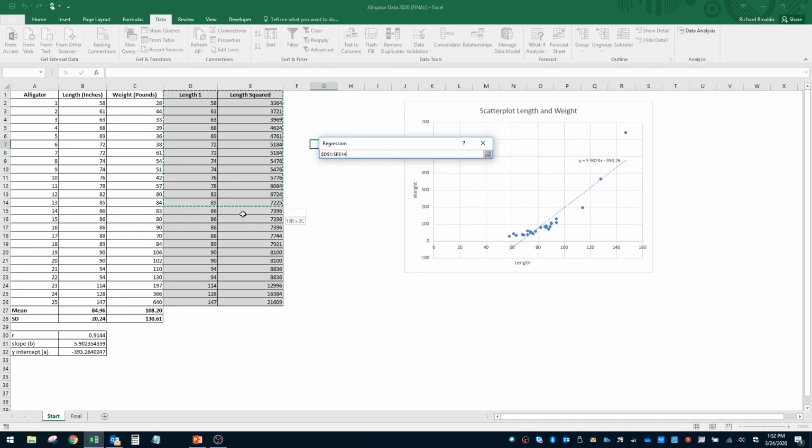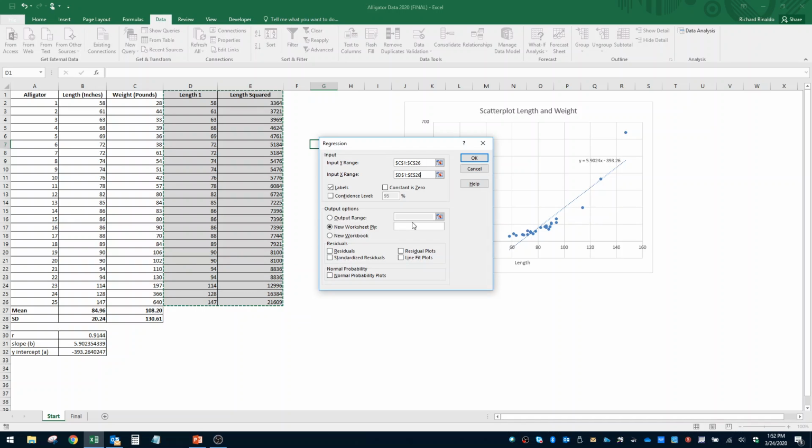So I'll grab both columns. And now this is going to be a multiple regression. And I want my residuals, and I'm going to want the residual plots. Everyone got that okay? Okay, and then I go okay.